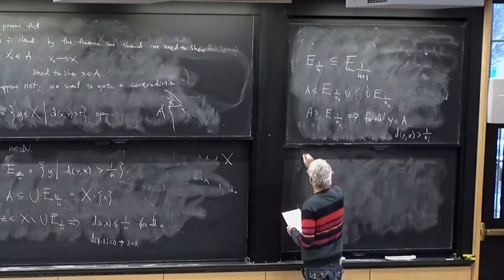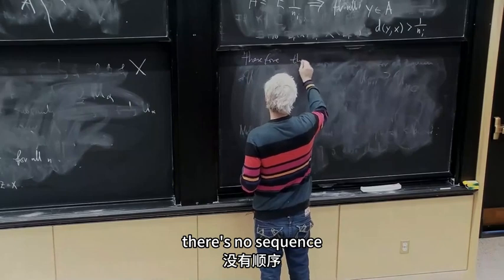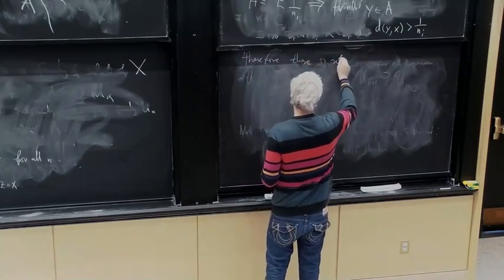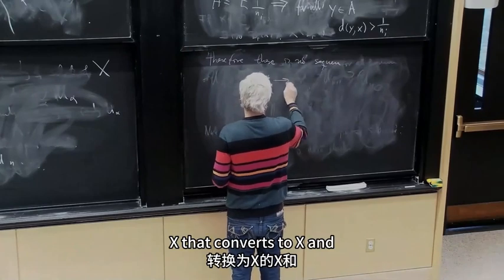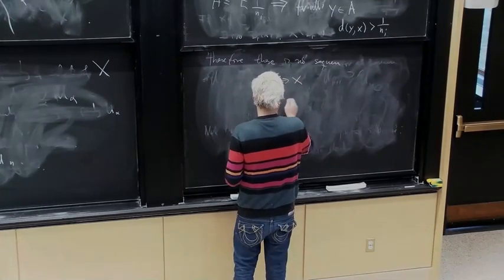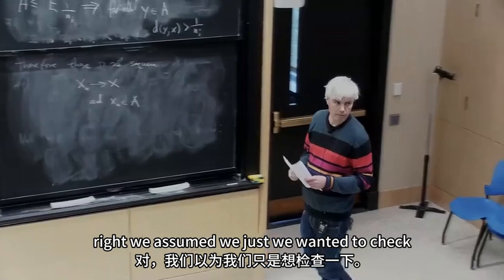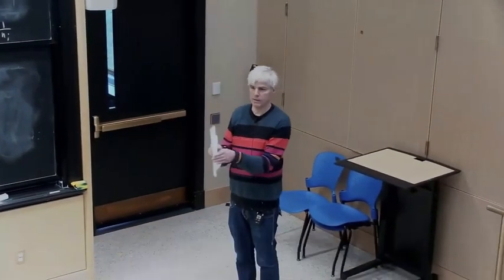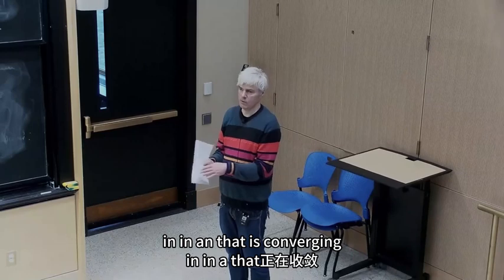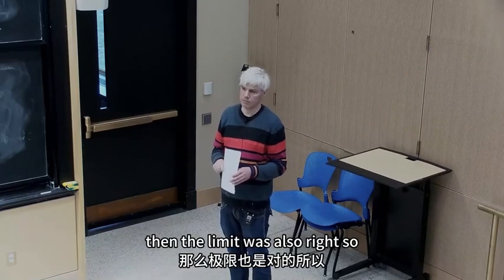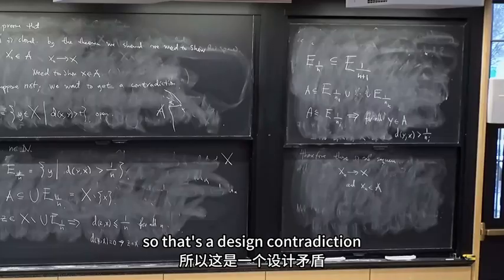Therefore, there is no sequence xn that converges to x with the xn in A. But that's what we assumed in the beginning, right? We wanted to check that whenever you have a sequence in A that is converging, then the limit was also in A. So there was supposed to have been such a sequence. So that's the desired contradiction.